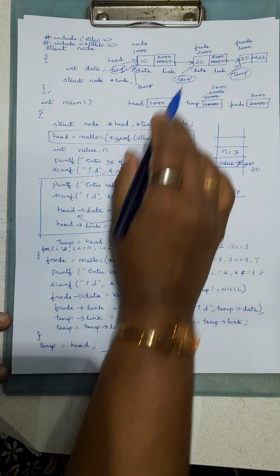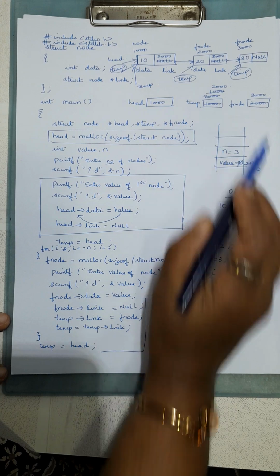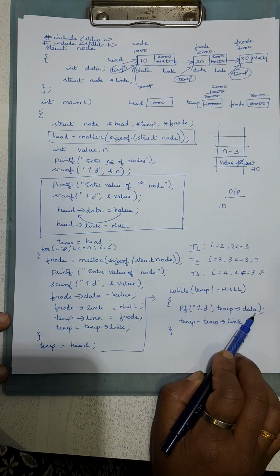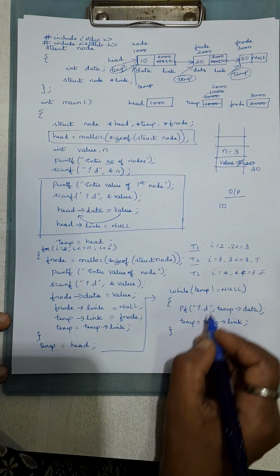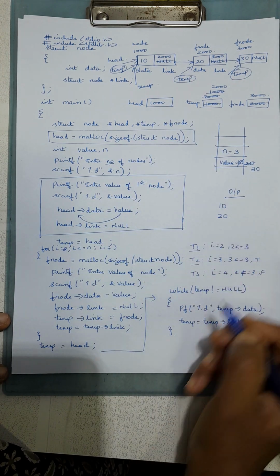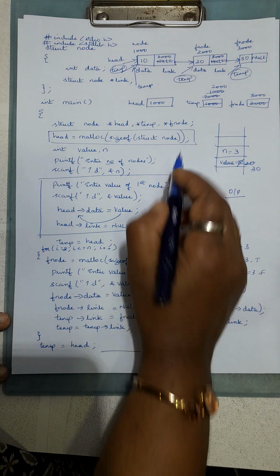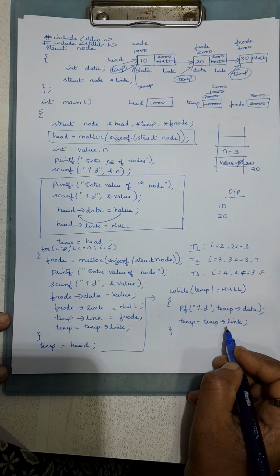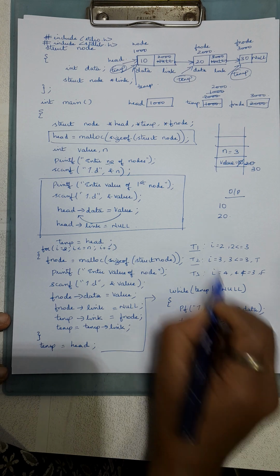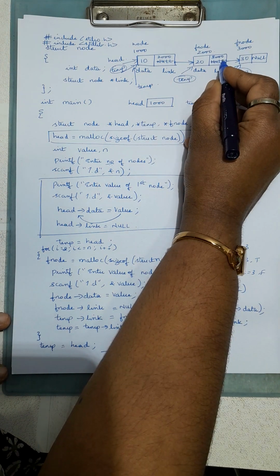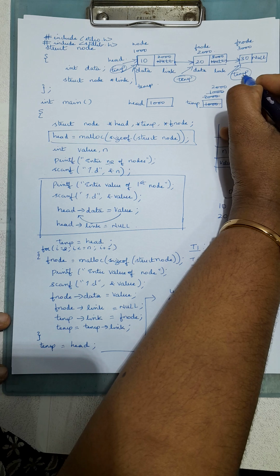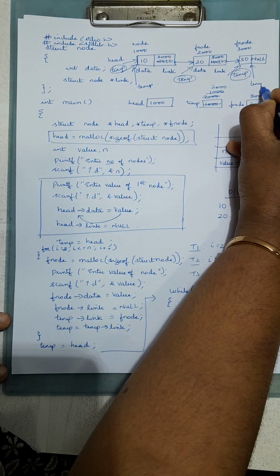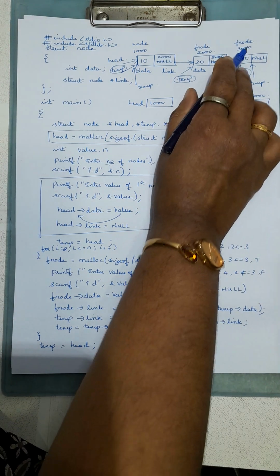Okay, now it's coming here. Again, it will check what is the temp value. 2000. Is 2000 not equal to null? Yes, true. It enters. What is temp pointing to data? It is 20, so the output will be 20. Again it moves. Temp is equal to temp pointing to link. What is link? 3000. Right? Now temp will finally come here.